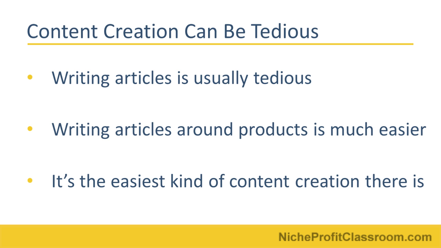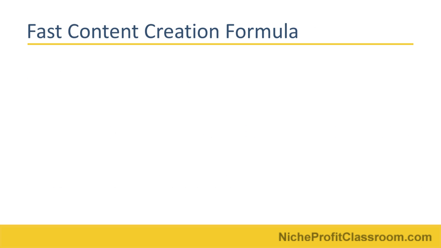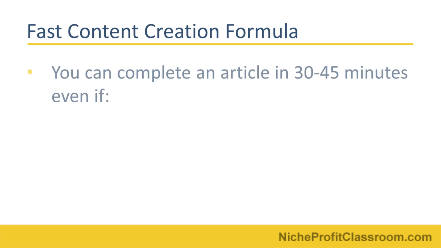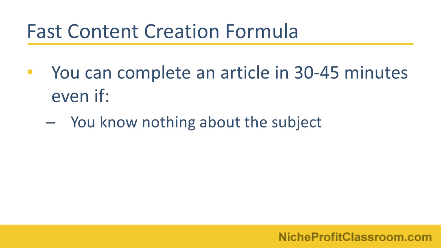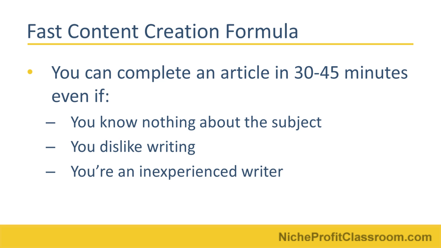It's actually the easiest kind of content creation there is, especially using the fast content creation formula, which I'm going to share with you in detail in this video. With the fast content creation formula, you can complete an article in 30 to 45 minutes, even if you know nothing about the subject, you dislike writing, you're an inexperienced writer, or you're a slow writer.